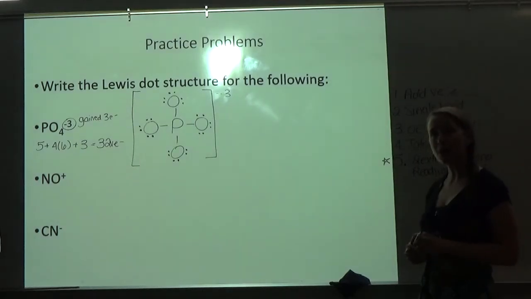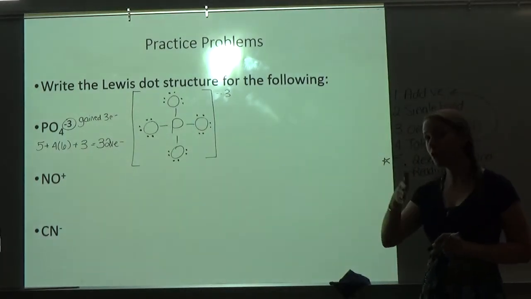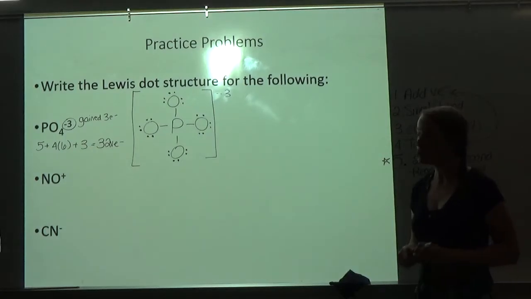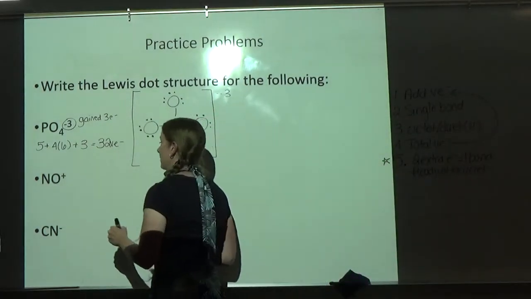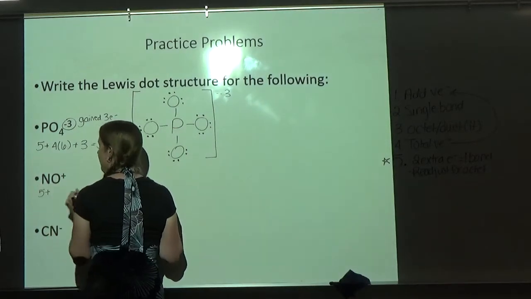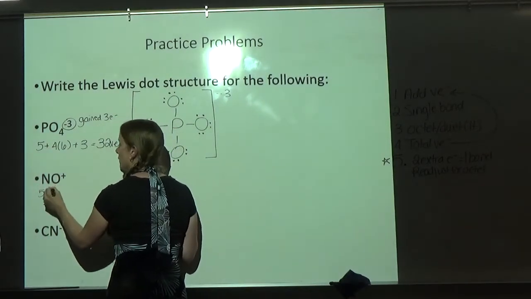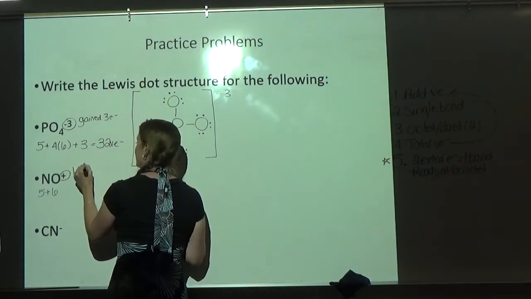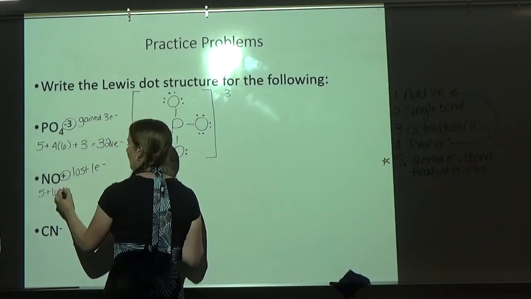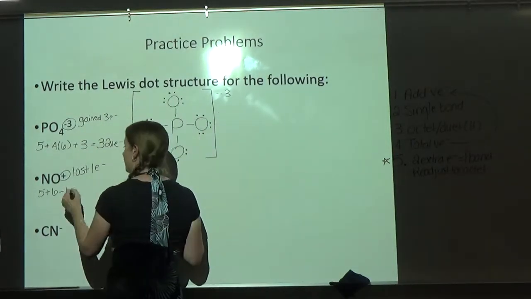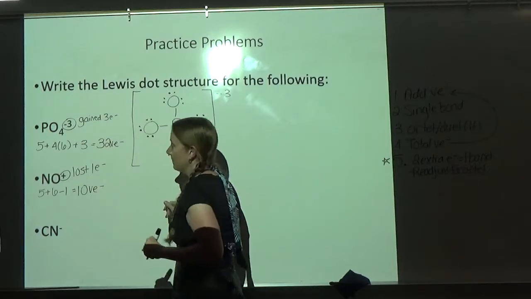So maybe try NO positive. So remember, positive means it's lost an electron. So when you add up in step 1, you're going to subtract an electron. All right, so I'll assume you paused it and tried it, and let's look at it together. So the first step is add our valence. N is in group 15, so it has 5 valence electrons. O is in group 16, so it has 6 valence electrons. A positive charge means it has lost 1 electron, so I'm going to subtract an electron, not add. So 11 minus 1 is, of course, 10.